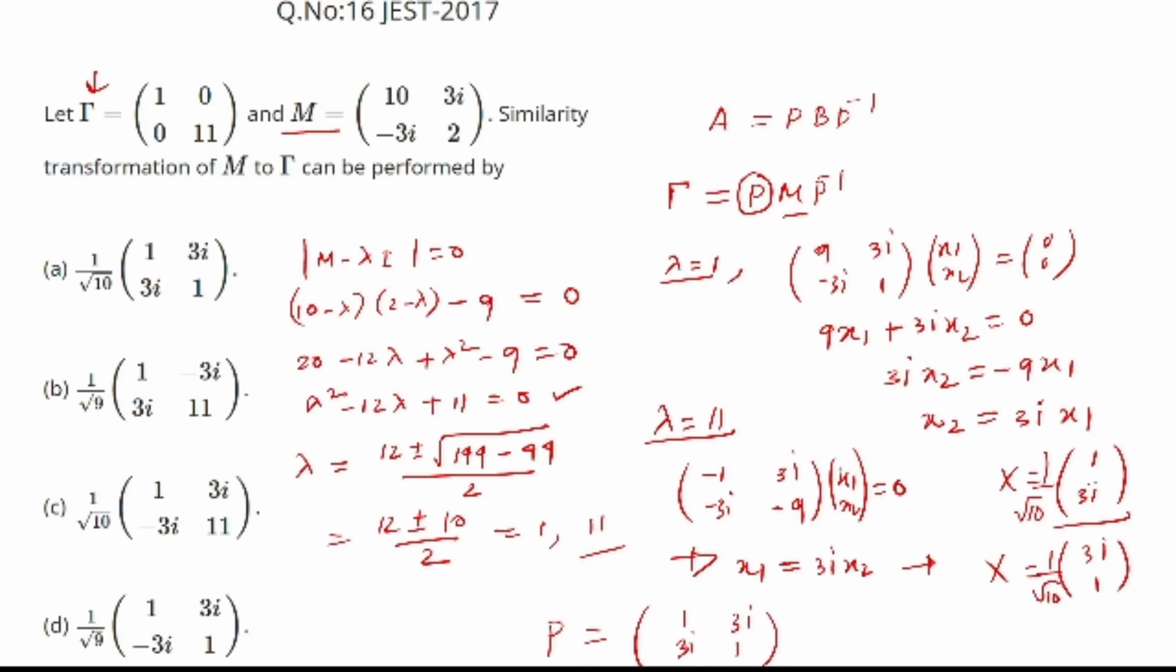Sorry, it will not be root 9. Under the root, this is 1 squared plus 3 iota squared, so it will be 10, only 10. So 1 squared plus 3 squared gives 10. We have to take the mod for this case, so it will be 1 by root 10, [1 3 iota; 3 iota 1]. So option A will be the correct one. Okay, for question number 16, A will be the correct option.